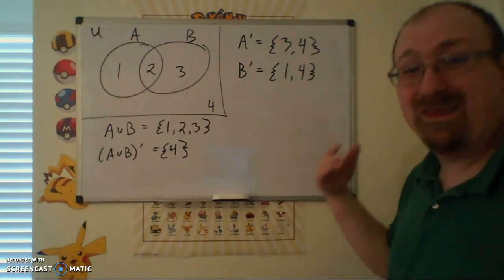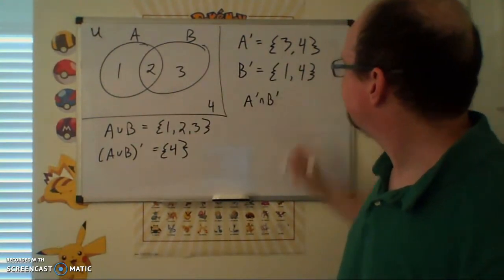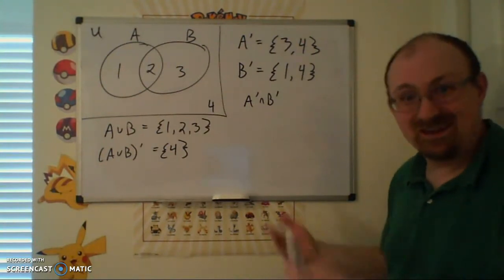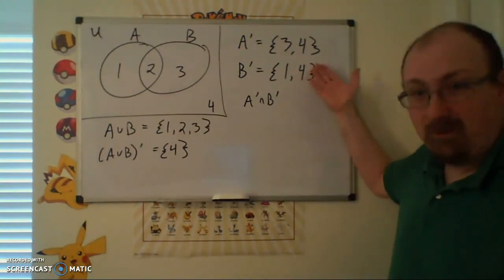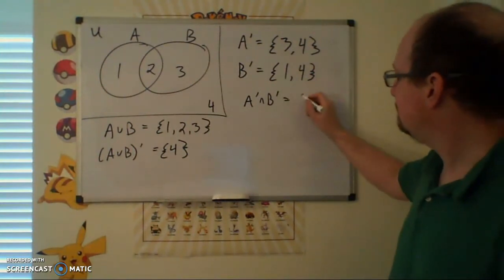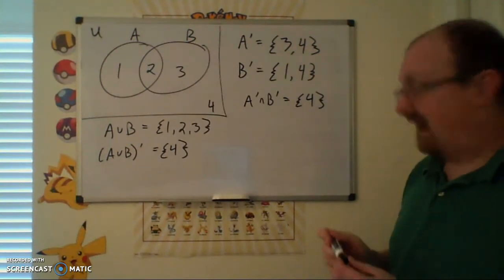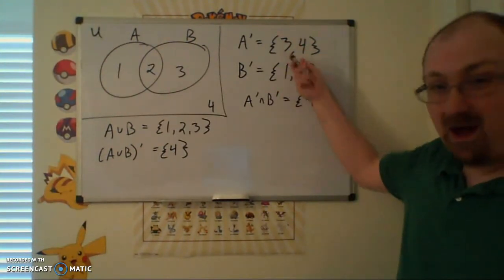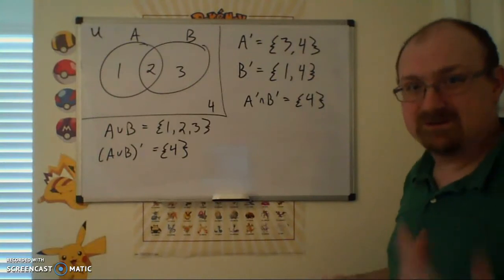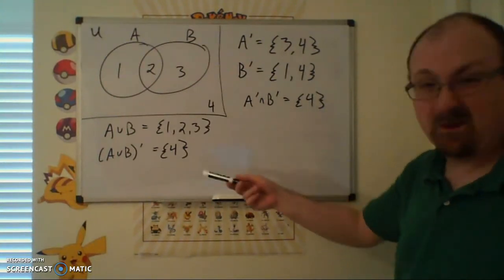And then we want to form the intersection of those two. Well, remember the intersection is the overlap. What do they have in common? What's appearing in both of these things? As it turns out, just 4. 3's only in A complement, 1's only in B complement, so we got just 4. The same thing we got down there.